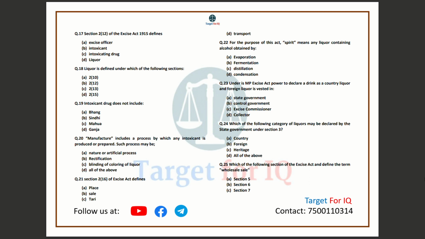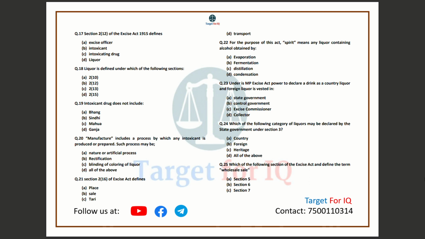Question number 19. Intoxicating drug does not include option A, bhang, option B, sindhi, option C, mahua, and option D is ganja. So the correct answer to question number 19 is option C, mahua. Mahua is not included in intoxicating drink.